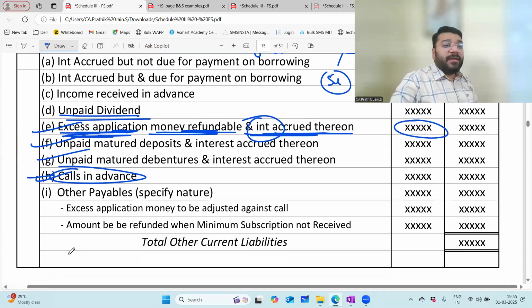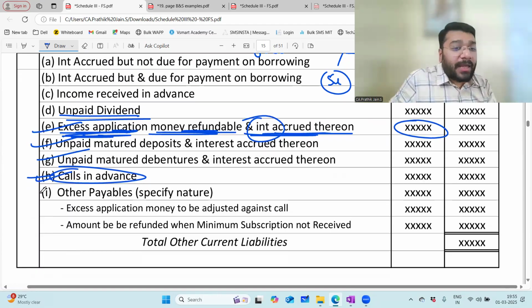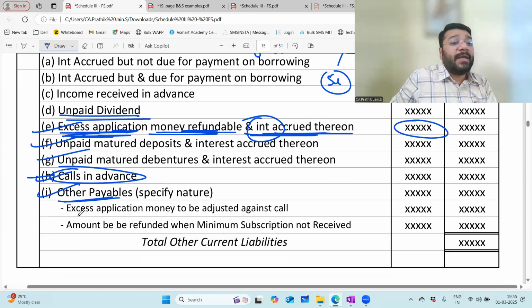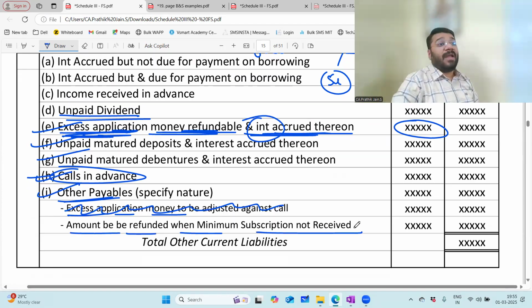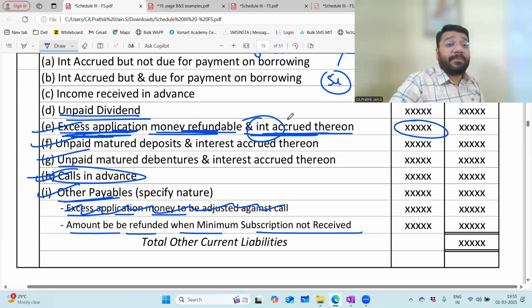Yes, sir. If there is any other current liability, you will classify under other payables, such as what? Excess application money to be adjusted? No, not this. Amount to be refunded when the minimum subscription is not received.